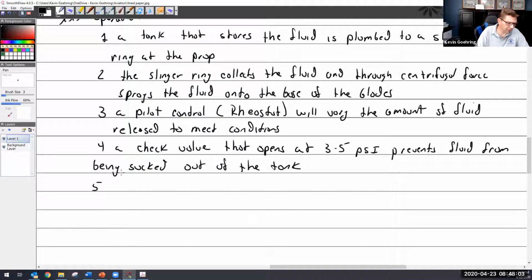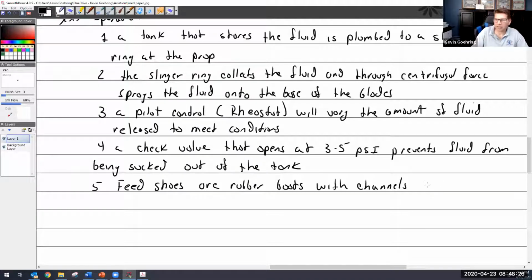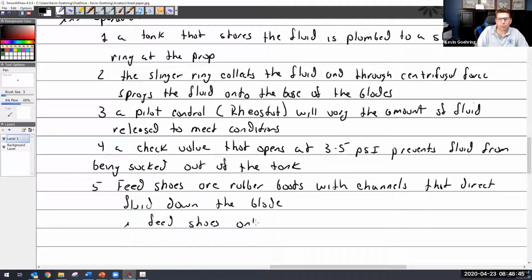All right, and then we have feed shoes. The feed shoes are rubber boots with channels that direct fluid down the blade. And the feed shoes only cover about 1/3 of the blade. They're just down there at the root, blade root.